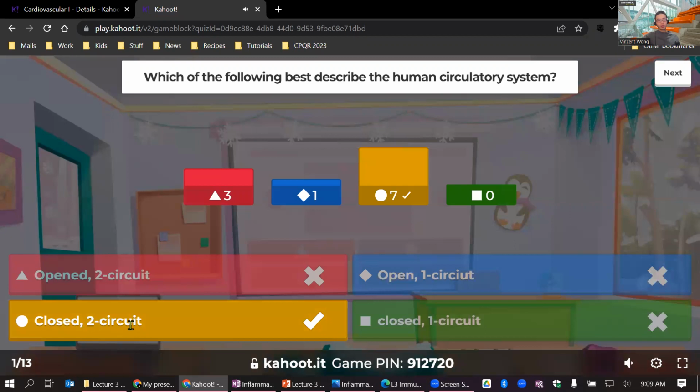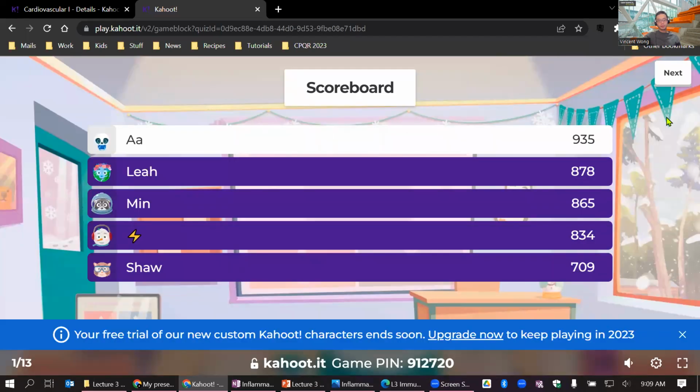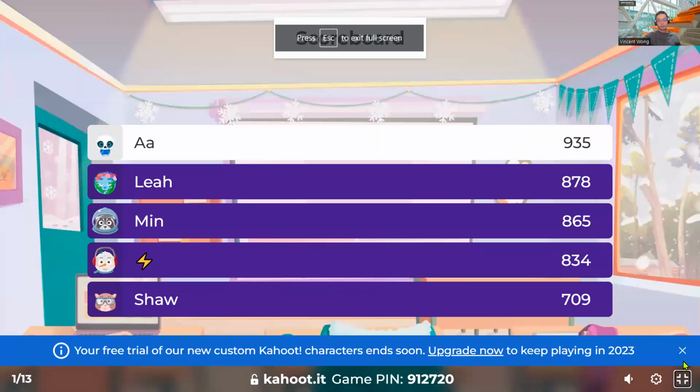That's right, we have the closed two circuit, right? Closed means the blood stays within the vessels at all times. Two circuits means we have the systemic circuit for distributing the oxygen and the pulmonary circuit for reoxygenation. Next question.